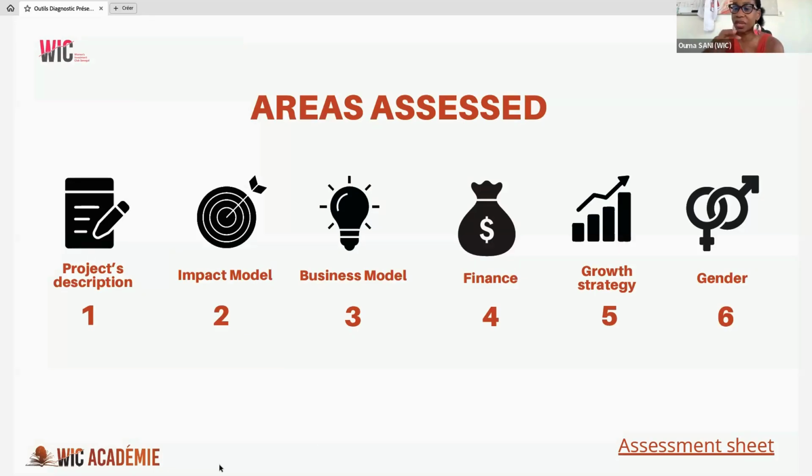We have 6 areas that will be assessed during this due diligence, and for each area we'll have about 10 questions, some of them really specific that we want to address. So we will look at the project or the business, the activities in its globality, and whether the entrepreneur is really able to express what the business model is, what the problem is when they decided to grow this business.